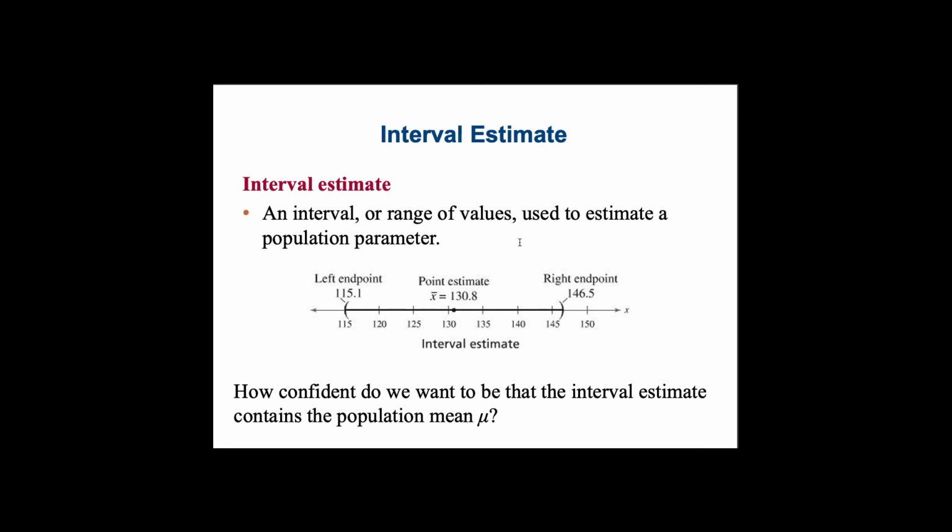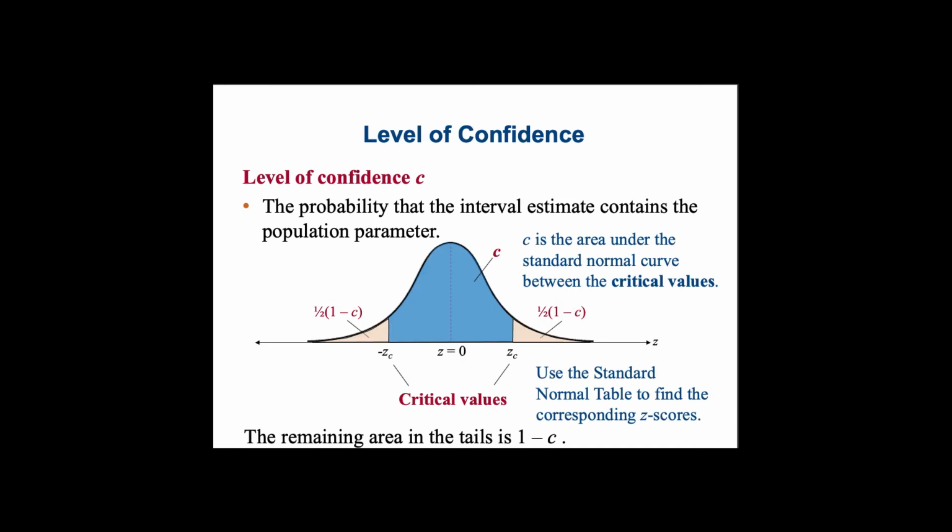An interval estimate is an interval or range of values used to estimate the population parameter. This is just an example, not relevant to the last example. So x bar is here, and we go some amount to the right, some amount to the left. Then we say we are confident with some percentage that mu, the population average, is within that. That's how we say how confident we are that the interval contains the population mean mu. That's the key.